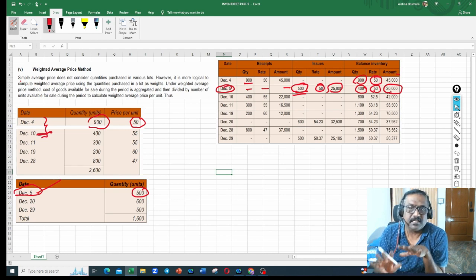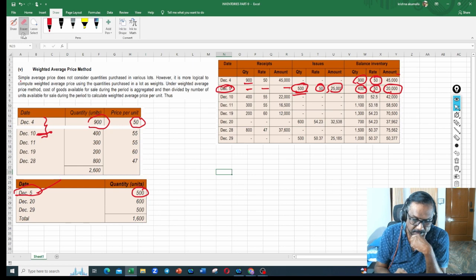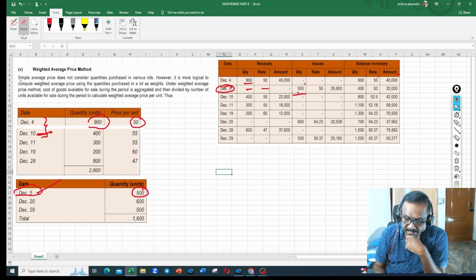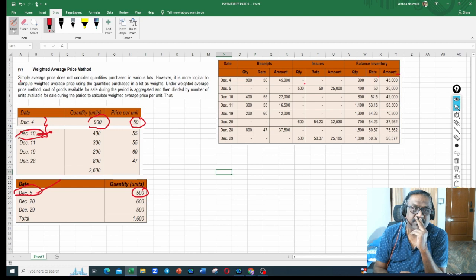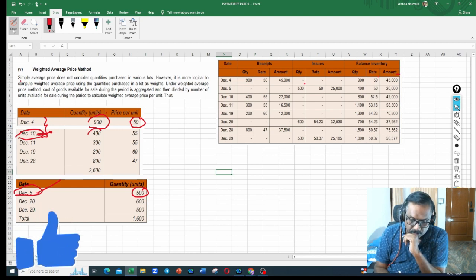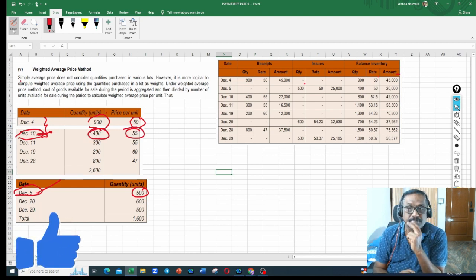Till this stage, there is no confusion. I am very sure about it because we have not really got into the weighted average mode. Now we are going to get into the weighted average mode. Okay, now let me clean this up. Next, when did the transaction happen? After December 5th, you have a transaction on December 10th. What is on December 10th? You purchased 400 at 55 rupees.